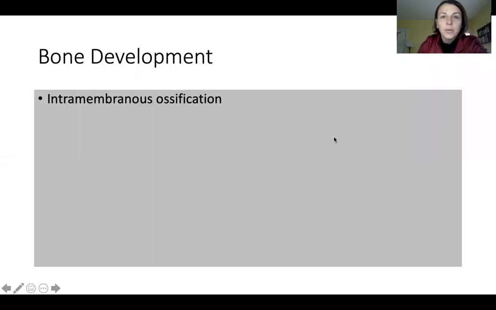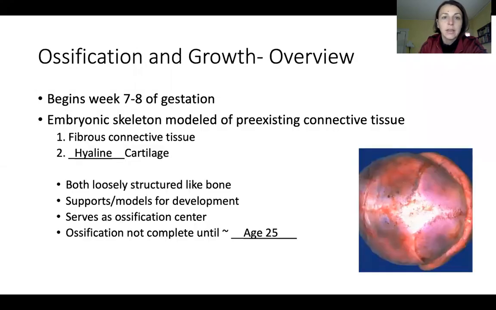Okay, so with bone development, we have two types, intramembranous ossification, which we'll talk about now, and endochondral ossification, which we'll talk about next. So let's start with the overview. All of these ossification happenings start to happen about 7 or 8 weeks prenatally, so when the embryo or the baby is in the womb.